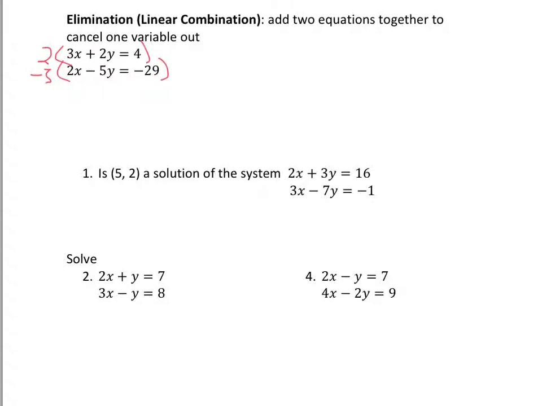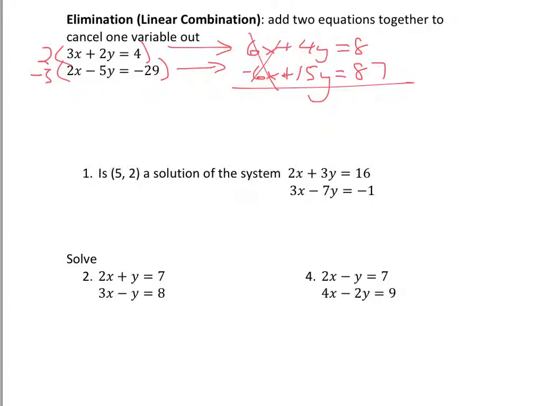So you multiply those out, and remember to multiply by everything, so 6x plus 4y equals 8, and the bottom one is negative 6x plus 15y equals positive 87. Okay, then when we add these, the x's go away, which is great for us. We're left with 19y equals 95. Divide by 19 to get y equals 5.